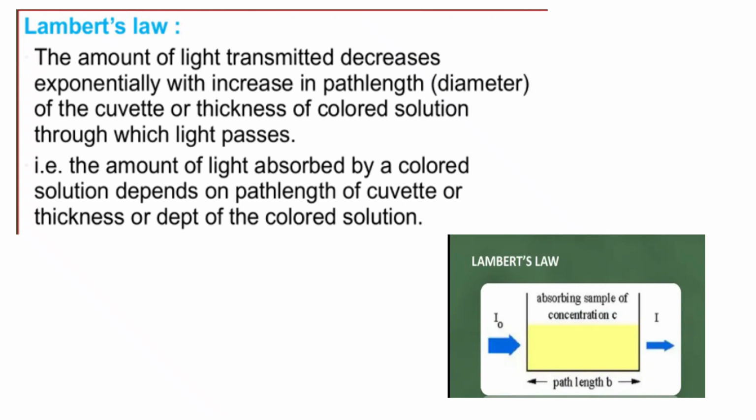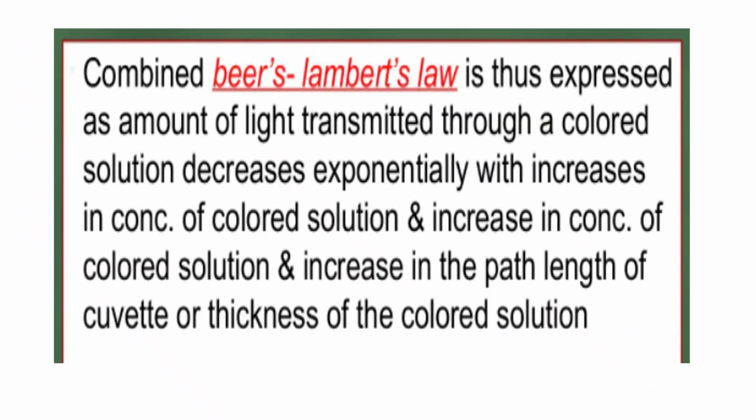Here also you can see Lambert has said that the amount of light transmitted decreases exponentially with increase in what? Increase in path length, or the diameter of the cuvette, or the thickness of the colored solution, or concentration of the colored solution. The same thing has been said in two different ways. Beer has talked about absorbance, concentration and transmittance, whereas Lambert has talked about path length also. He has considered path length as one of the factors for the absorbance.